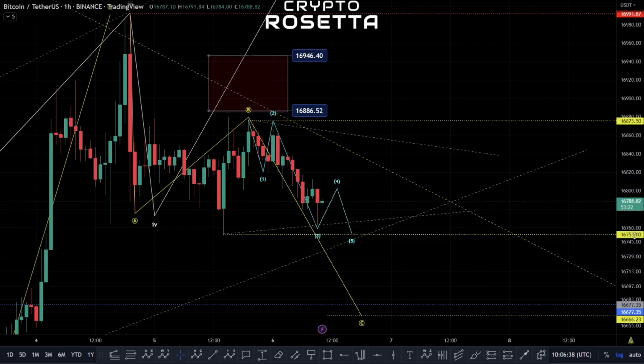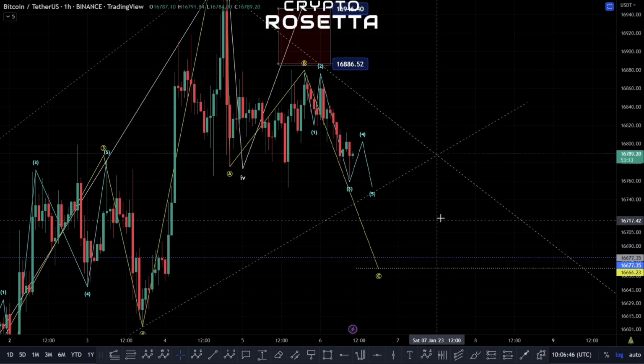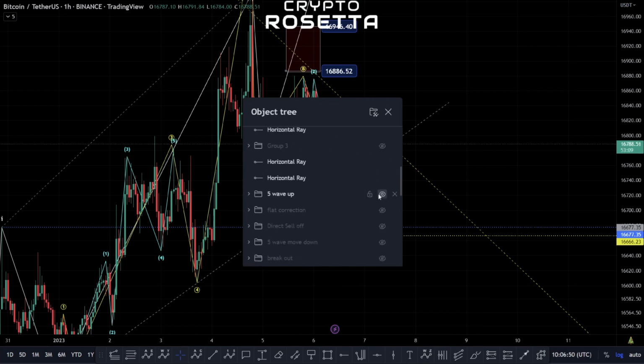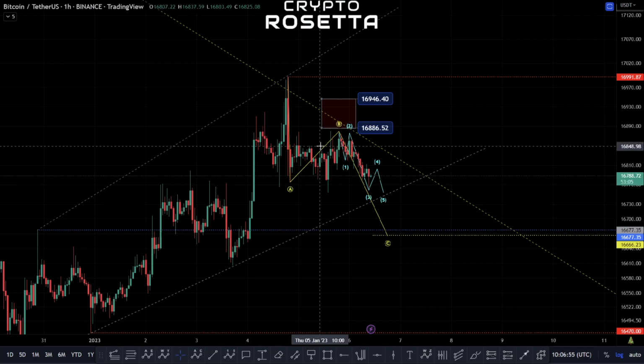But like I said, dropping below the 16,753 or moving above the 16,875 would invalidate this. If we do start to break down here, actually, let's have a look at this quickly. I'm going to turn this off and I'm going to remove this.